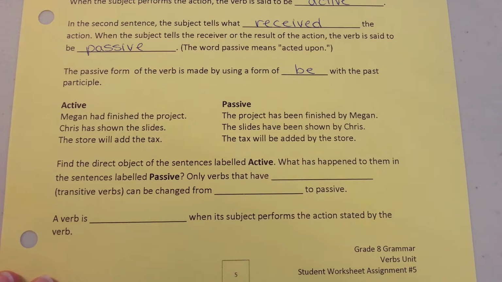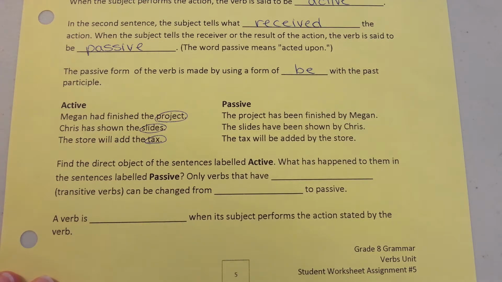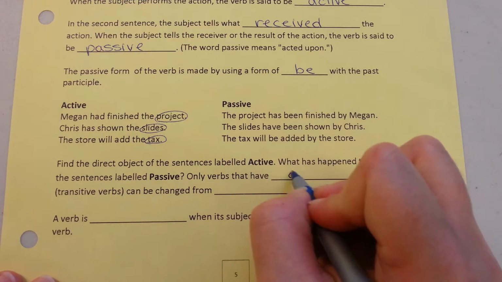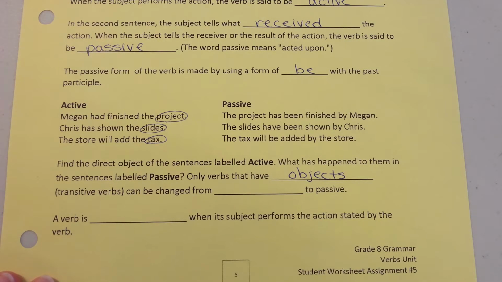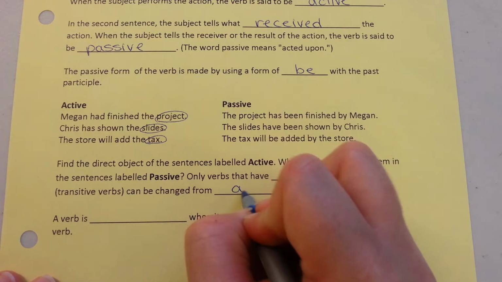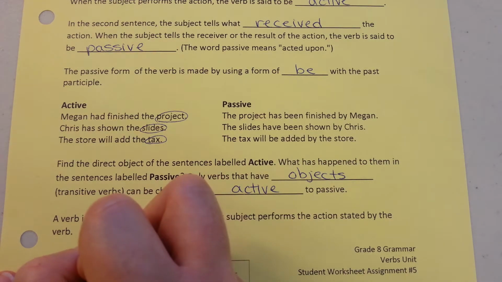Find the direct objects of the sentences labeled active. What happened to them in the sentences labeled passive? Only verbs that have objects, or transitive verbs, can be changed from active to passive.